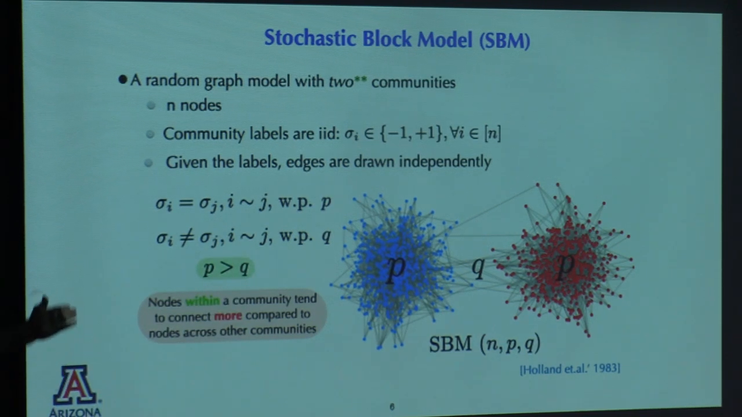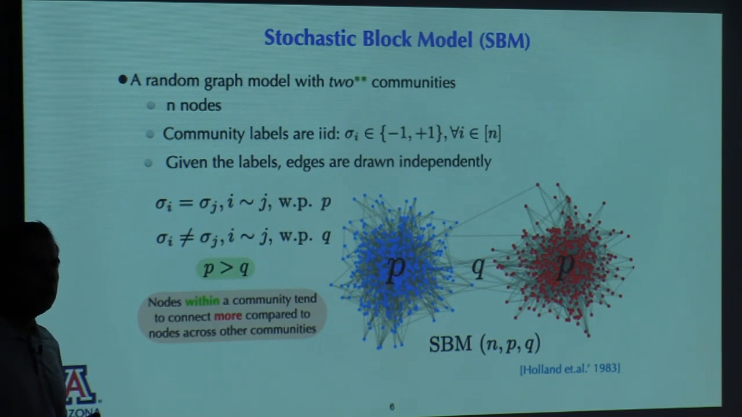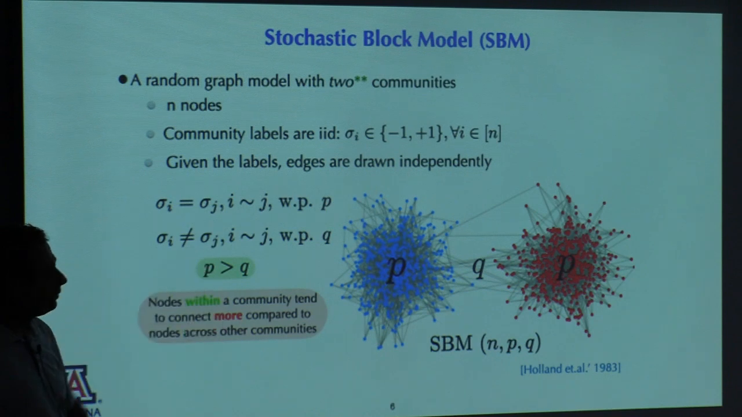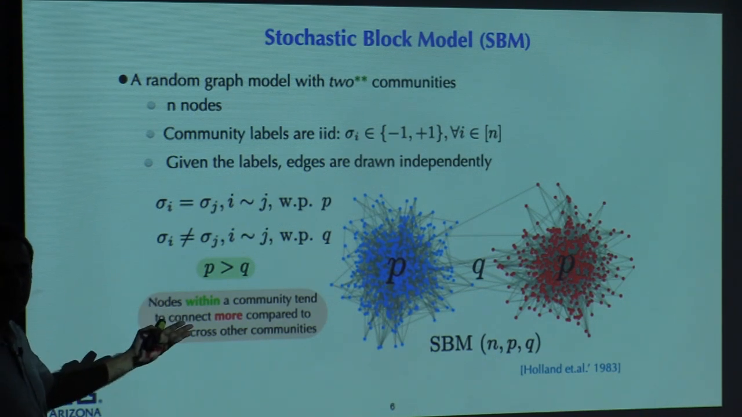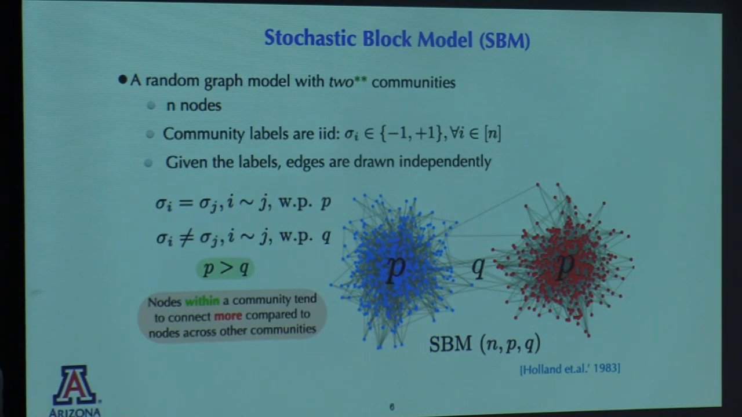The rationale, as I said, is that nodes within a community tend to be connected more compared to nodes across communities. So there are three parameters in this model: n, the number of nodes; p, the intra-community connectivity probability; and q, the inter-community connectivity probability. So SBM(n, p, q) specifies the whole joint distribution of the graph in this model. This model was proposed back in the 80s, and if people know about Erdős–Rényi graphs, it's a generalization of that. An Erdős–Rényi graph is just a single community where nodes are connected with a certain probability p and not connected with probability 1-p. Any questions about the model?